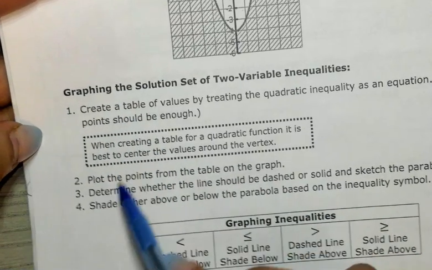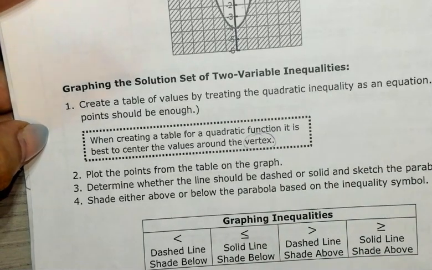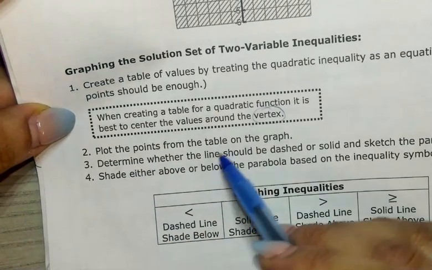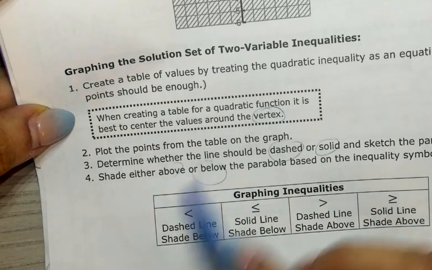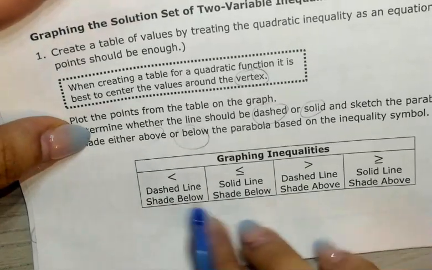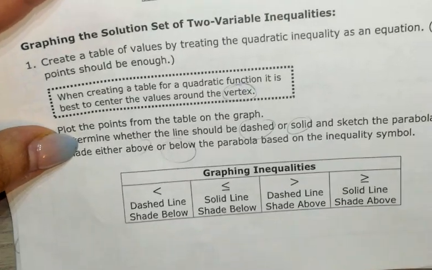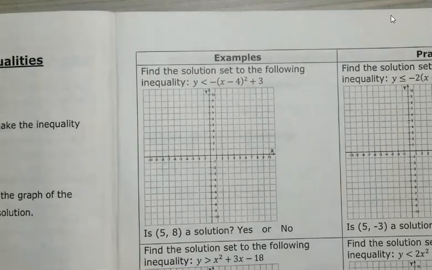Create a table of values. It is best to look at the vertex and see where the turning point is. Plot the points that you have. Determine whether the line is dashed or solid, and then shade either above or below the graph. This is the cheat chart that organizes that for you. This is the same as Algebra 1. Here are 3 examples that show you how to do this.